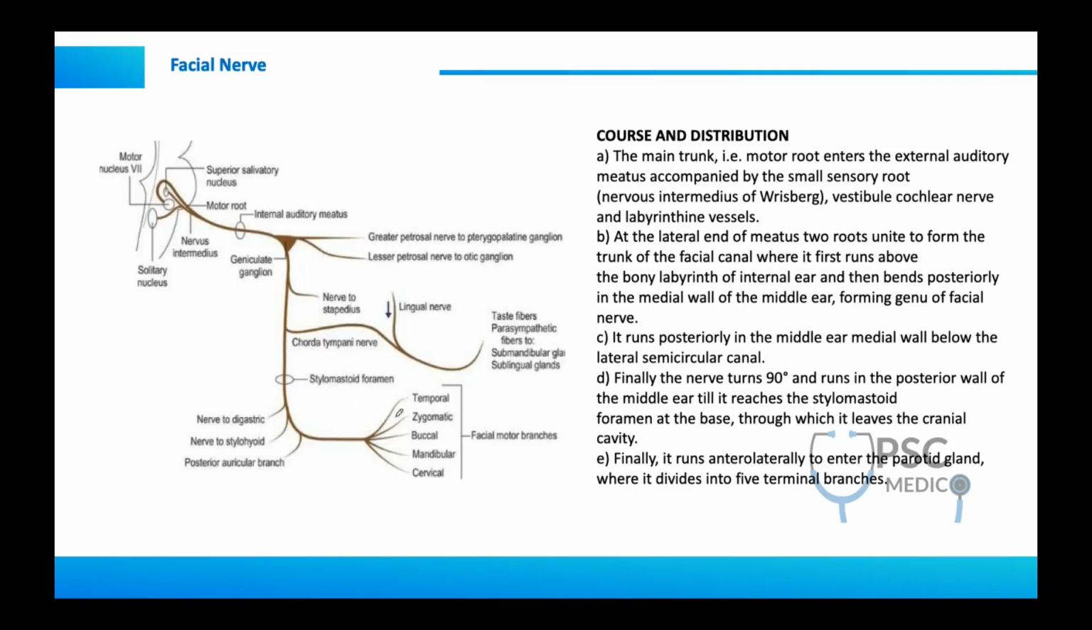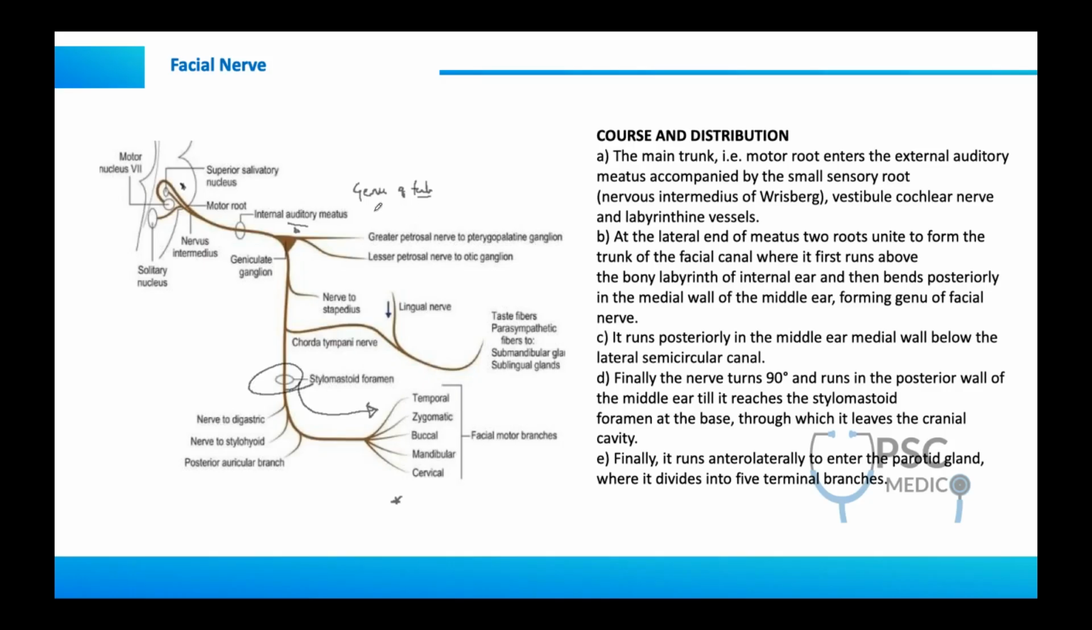The middle pathway is a bit tricky and very tough to remember even with the image. So that's the reason, just draw this image when they ask about course and distribution. We all know where it is taking origin and where it is ending. In the middle part, it runs in the internal ear, above the bony labyrinth of the internal ear, and it forms a genu of the facial nerve. At the stylomastoid foramen it takes an exit at the base, and it leaves the cranial cavity.